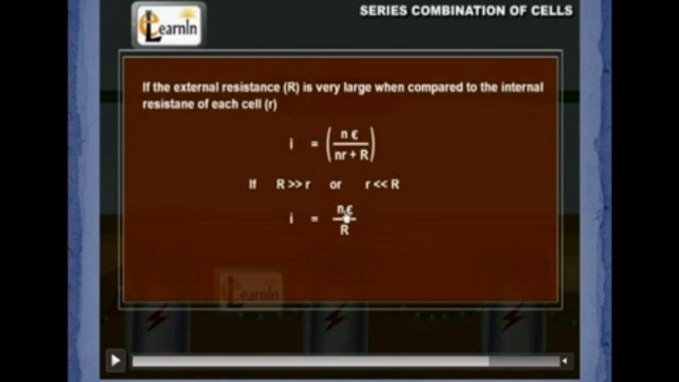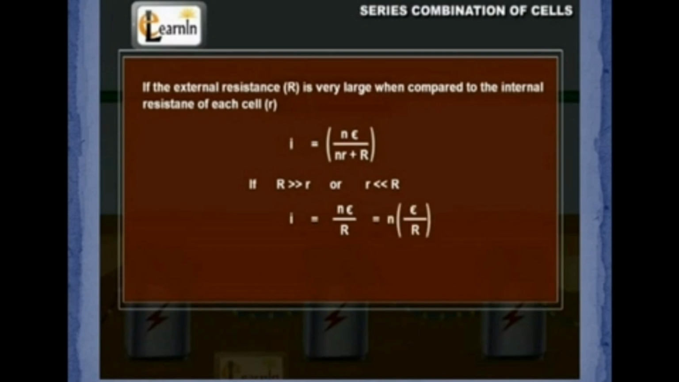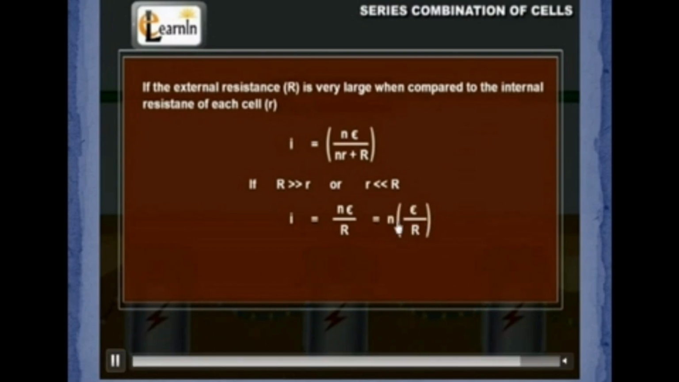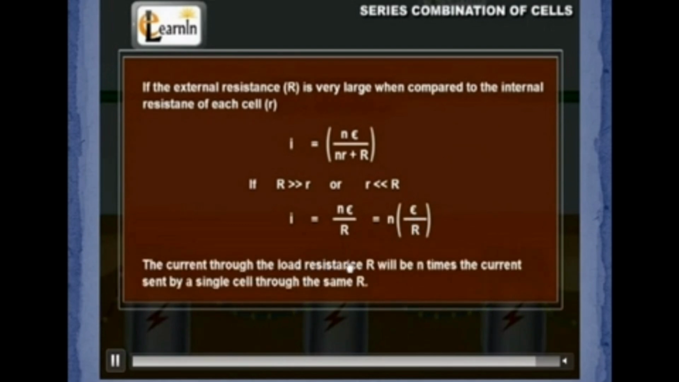R is the external resistance. N psi is the potential of all the cells. So the flow of current only depends on the external resistance R, when the external resistance is very great compared to the internal resistance. The second case is, suppose the internal resistance is very much greater than R. This is for the first condition, N psi by R. Then the current through the load resistance R will be N times the current sent by a single cell through the same R. So N times that of one cell.